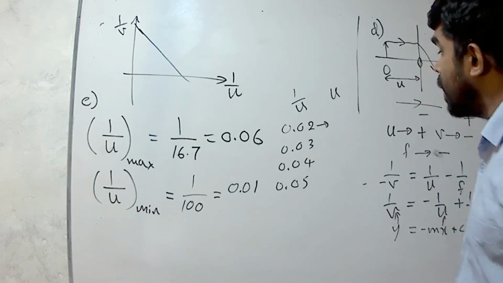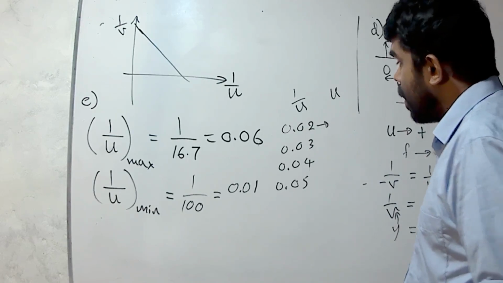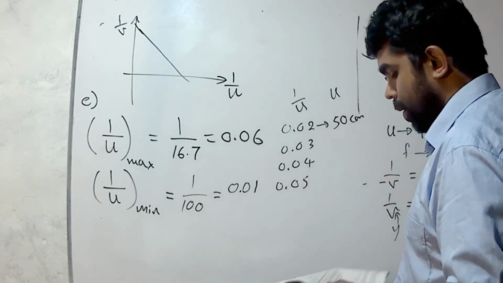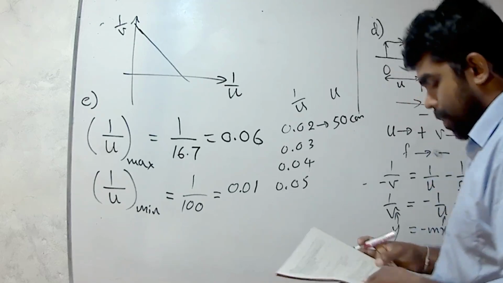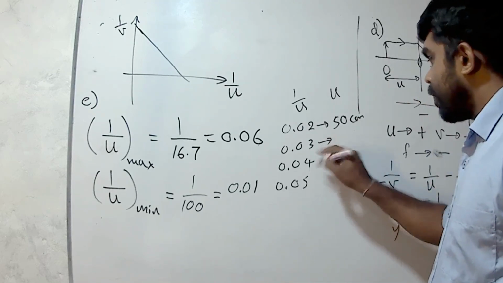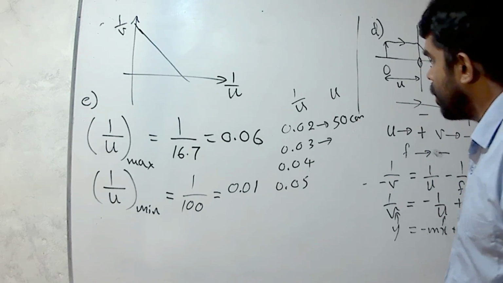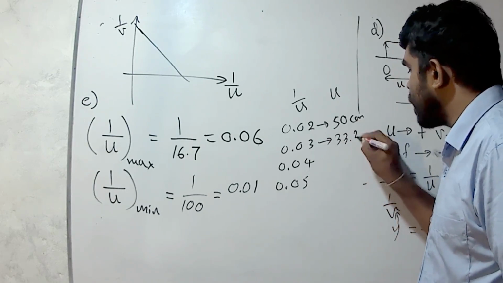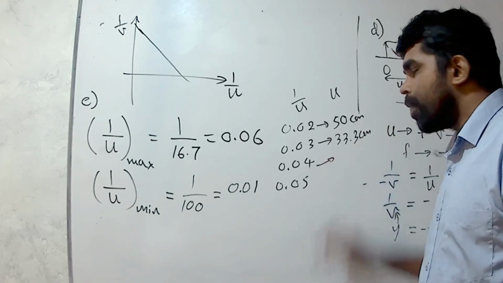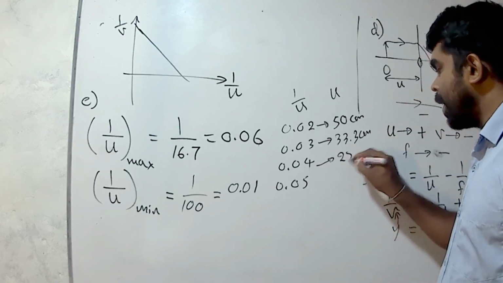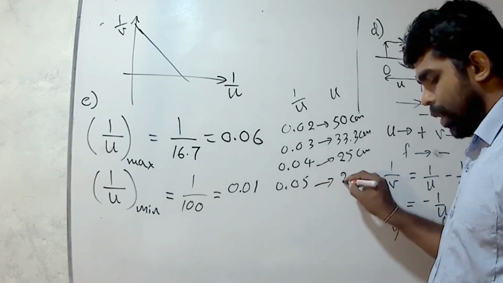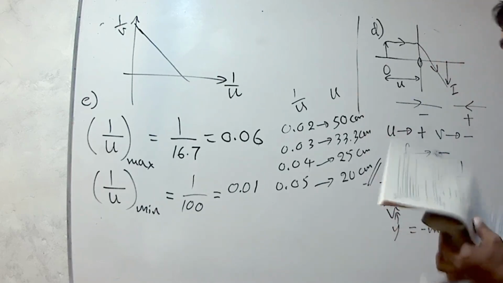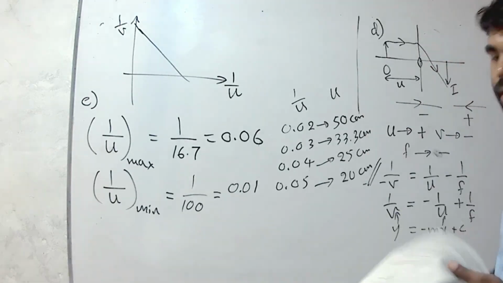1 over 0.02 means 100 divided by 2, 50 centimeters. 1 over 0.03 means 100 divided by 3, 33.3 centimeters. 100 divided by 4, 25 centimeters and 20 centimeters. These are the correct values we have to select when drawing the graph.